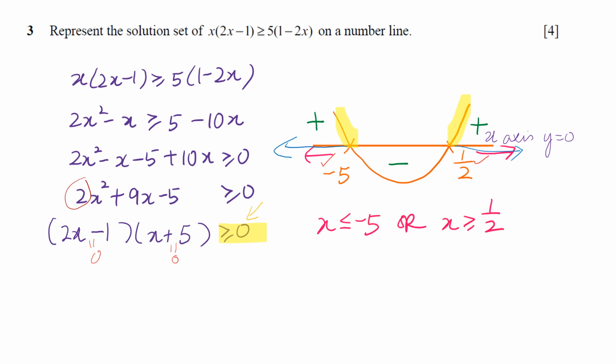Alright, we're supposed to represent it on the number line. So please use a ruler to draw your number line. I'll try to draw it as straight as possible. So the two x-intercepts are negative 5 and half. So x more than or equal to. So it's a solid circle because it includes half. It includes negative 5. So it's a solid circle. Okay, so this is how we do it.